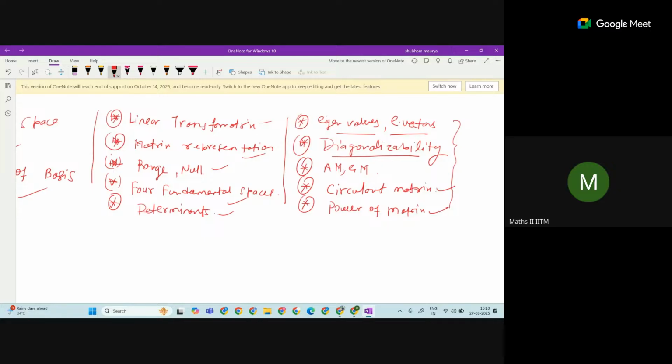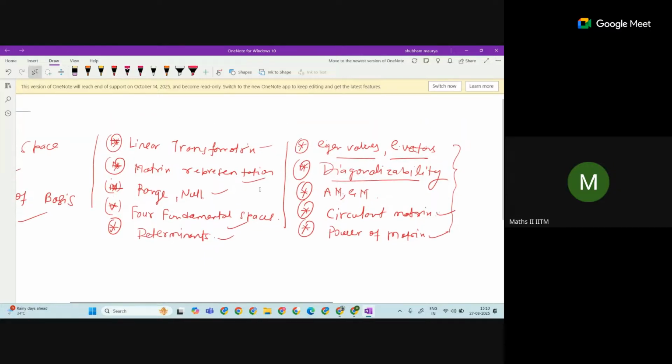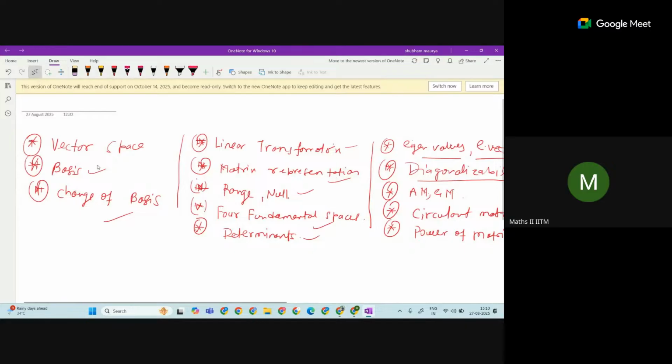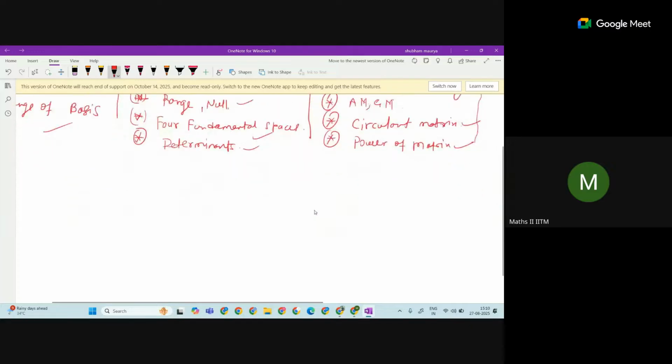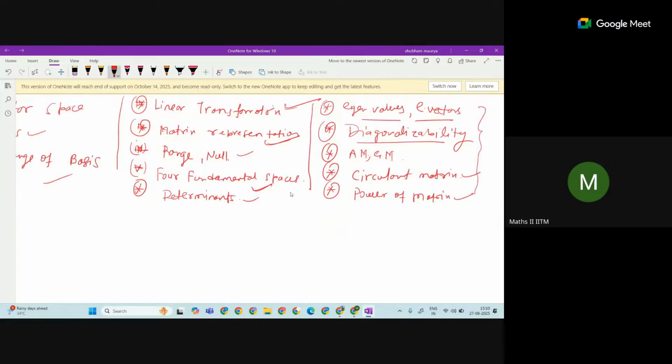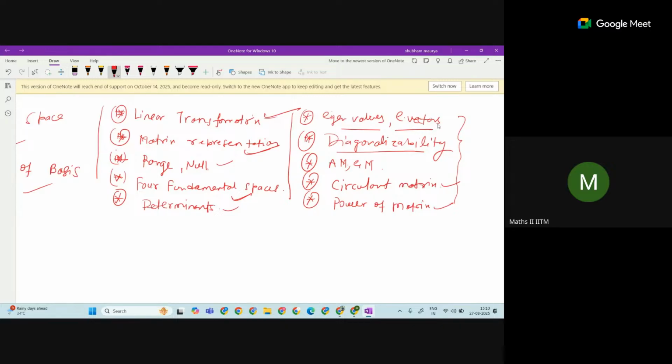These are the important topics I will emphasize. I will discuss all of them, but I will give emphasis to linear transformation and matrix representation. The four fundamental spaces are usually important, and so are eigenvectors, eigenvalues, and algebraic and geometric multiplicity. At least be very clear on these topics and practice them.